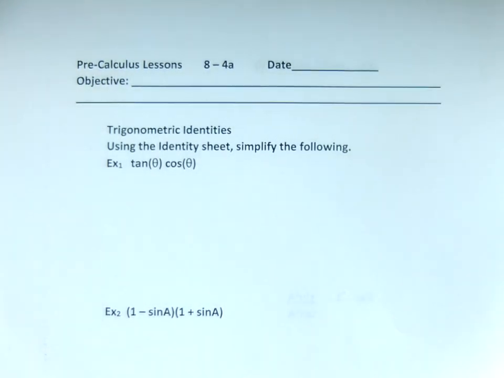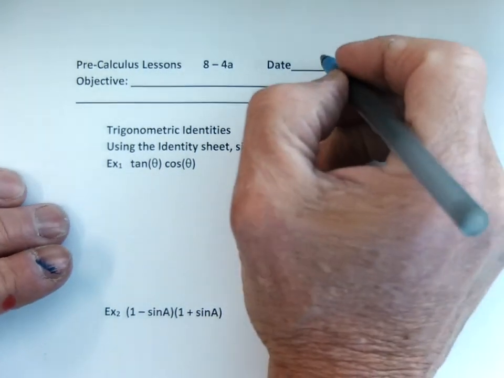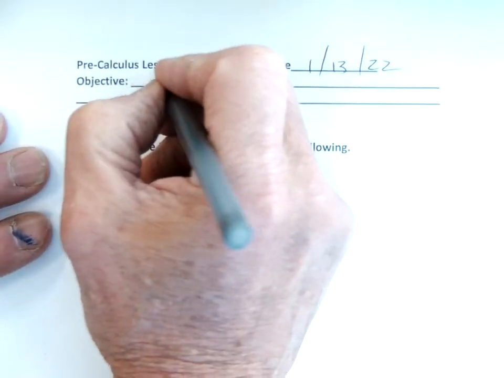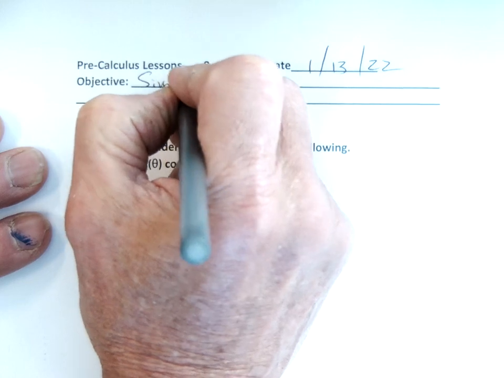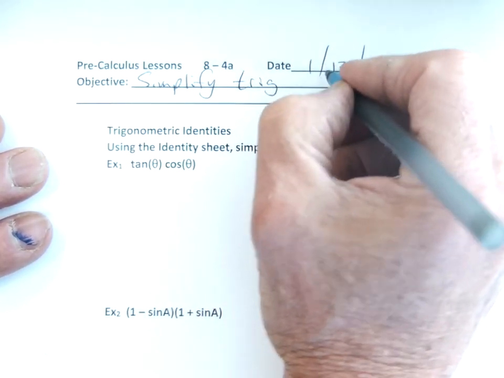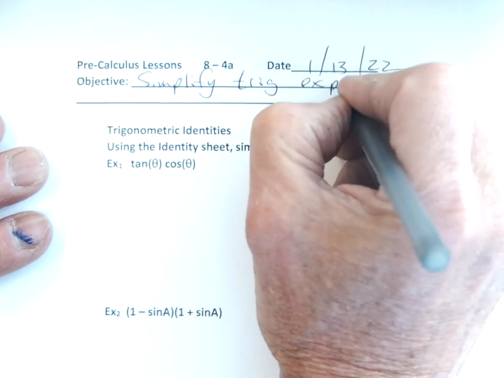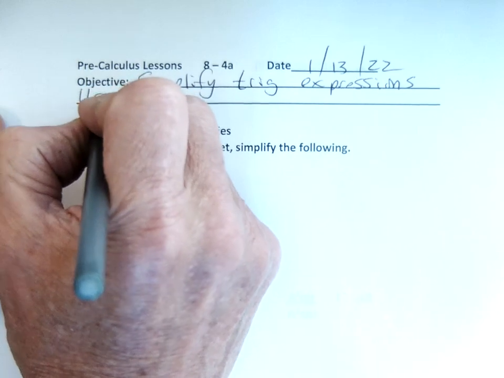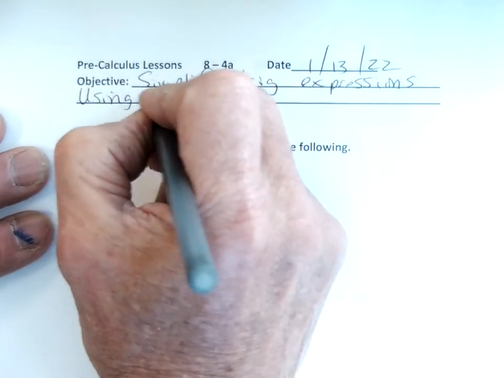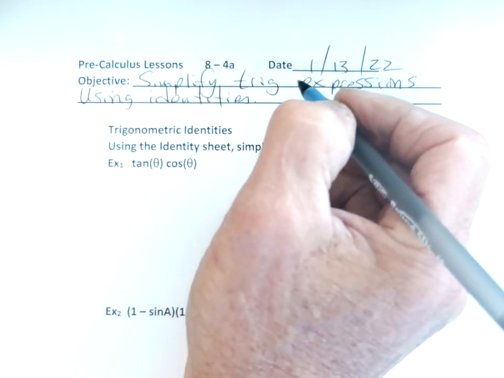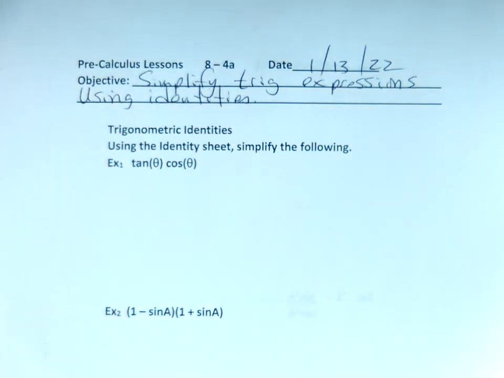All right, so trig identities, fun stuff. Objective is to simplify trig expressions using identities. All right, we wait all the way to the end of the year to do this stuff because it'll blow your mind.